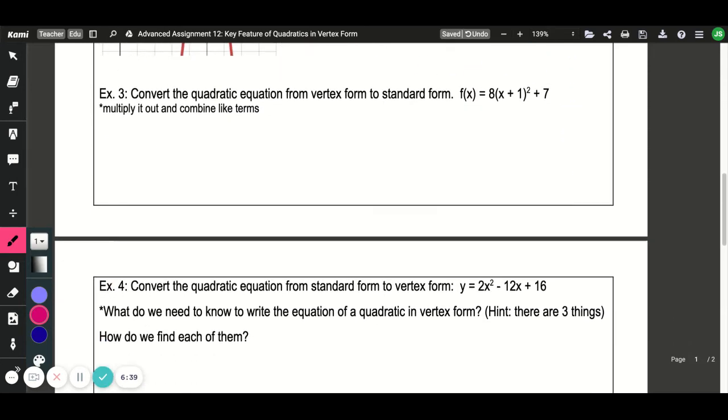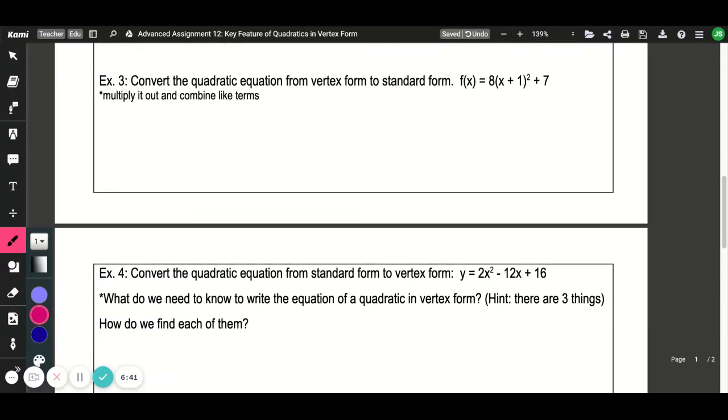Example 3, convert the quadratic equation from vertex form to standard form. So to do that, we need to multiply it all out and then combine like terms. We have an x minus 1 quantity squared. Squared means that you're multiplying 2 of those. So I'm going to write it out as, instead of x plus 1 squared, I'm going to write out 2 of them. x plus 1, x plus 1, plus 7.